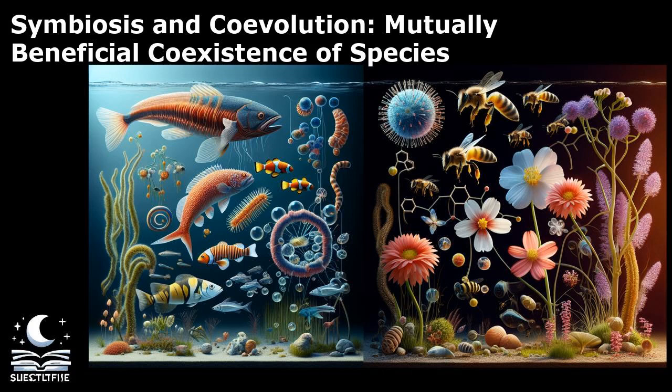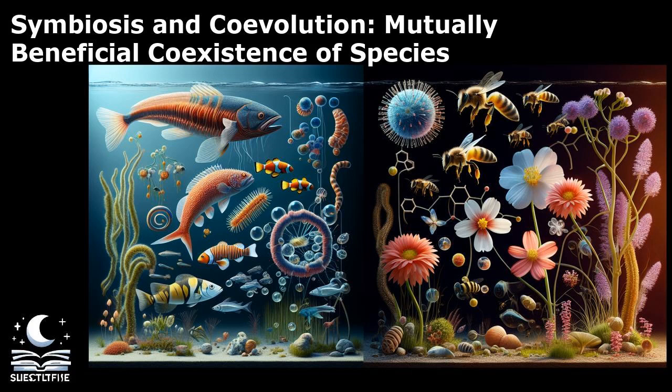Another fascinating example of coevolution is the relationship between predator and prey species, such as the cheetah and the gazelle. Cheetahs have evolved incredible speed and agility to catch gazelles, while gazelles have developed swift running abilities and keen senses to evade predators. This coevolutionary arms race has led to the evolution of some of the fastest land animals on Earth.